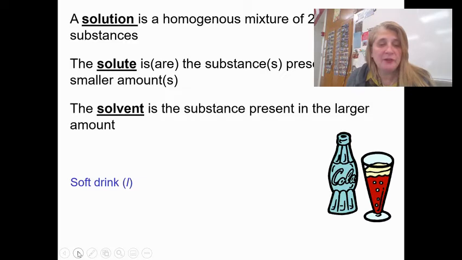A soft drink is a good example. A soft drink is a solution that has the solvent water, and the solute, or the stuff that's dissolved in it, is like sugar, food coloring, and carbon dioxide, which is what gives it the bubbles. And notice when it's in the bottle, you can't even see the carbon dioxide. Not until you open it, which gives that carbon dioxide an opportunity to escape into the atmosphere.